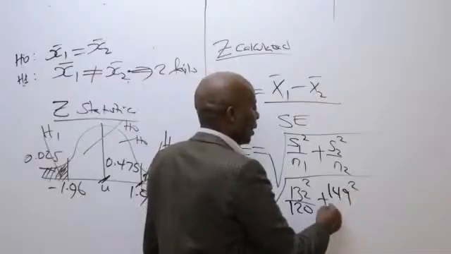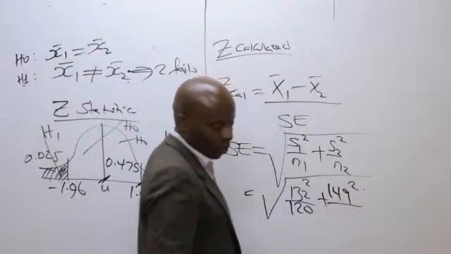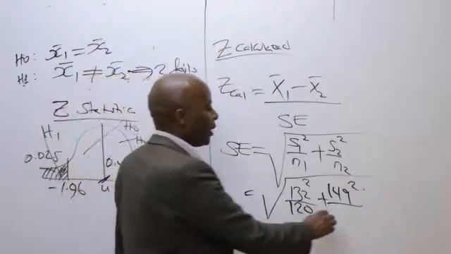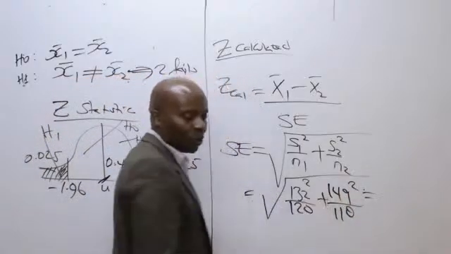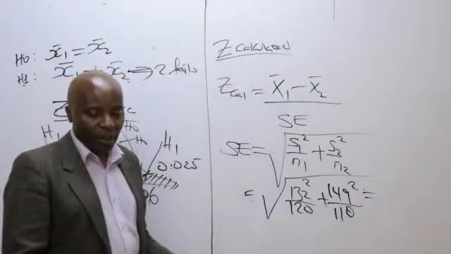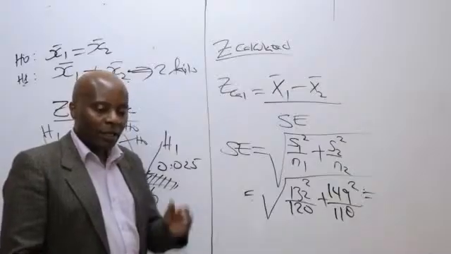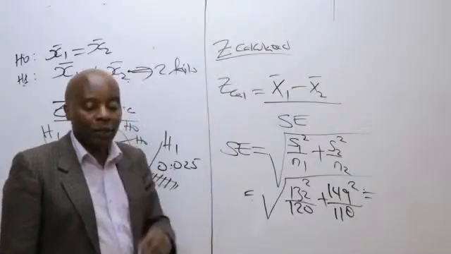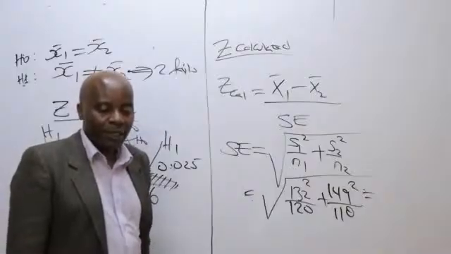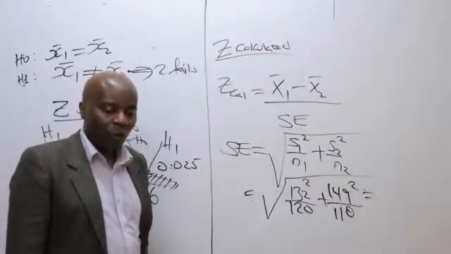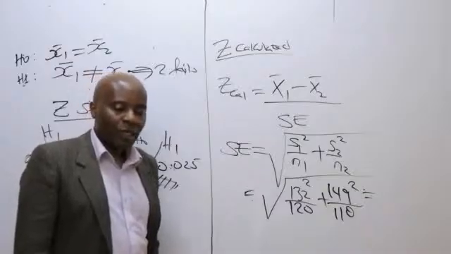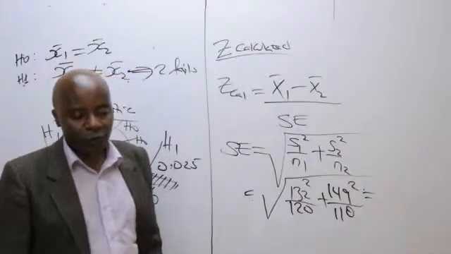149 squared all over N2, which happens to be 110. I'm able to see some students giving me an answer. I'm able to see Denzel and Lokai agreeing on a particular answer. They're giving me 18.63. But I would want someone else, apart from the two, to confirm that answer for us.